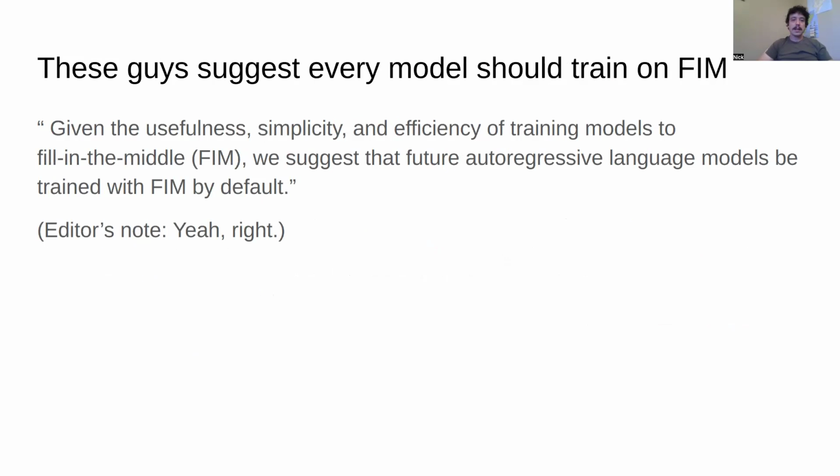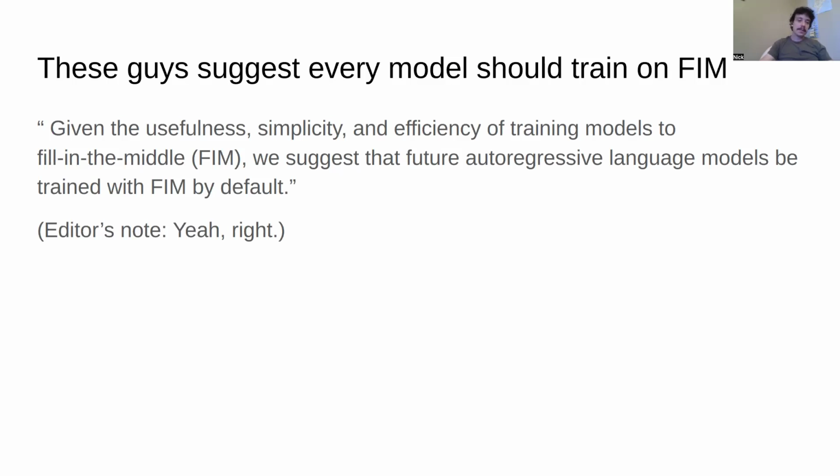But yeah, as I was saying, basically the conclusion of this paper is that every model should train on FIM during pre-training. So every model can theoretically do just as good if it has FIM capabilities or not.